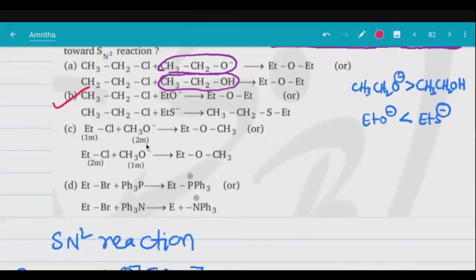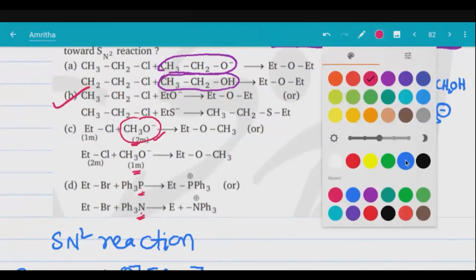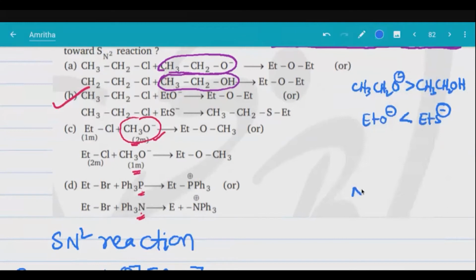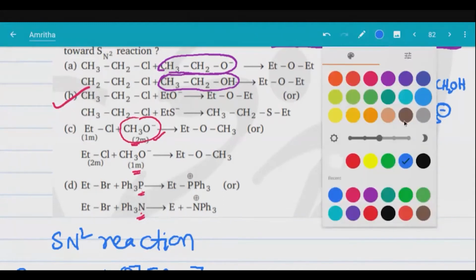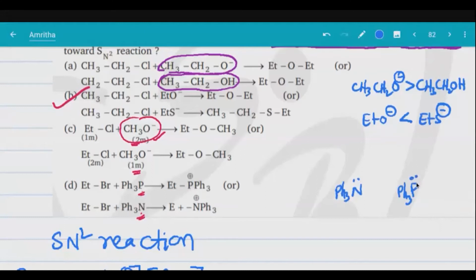Option C, this is 2 mole, this is 1 mole. The more the concentration of nucleophile, the faster the reaction. So the concentration of nucleophile is more here, so the first reaction is more reactive. Next, PPh3 and NPh3, and there is no negative charge. If there is a negative charge, we compared. But if there is no negative charge, is N more reactive or P more reactive? Phosphorus and nitrogen we are comparing, both carry no charge, only an electron pair.